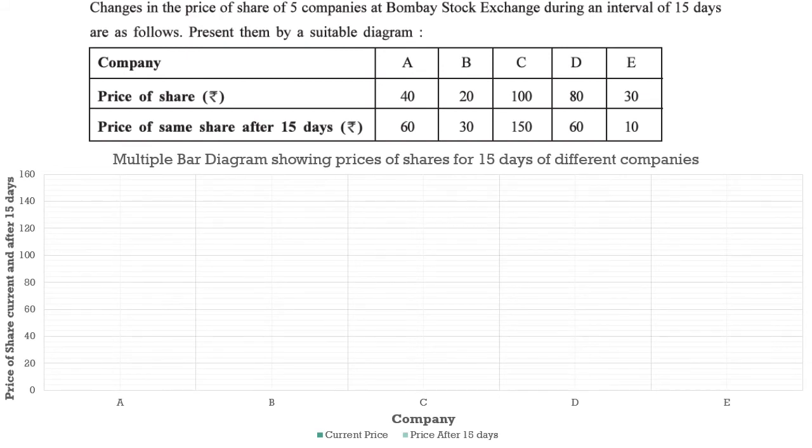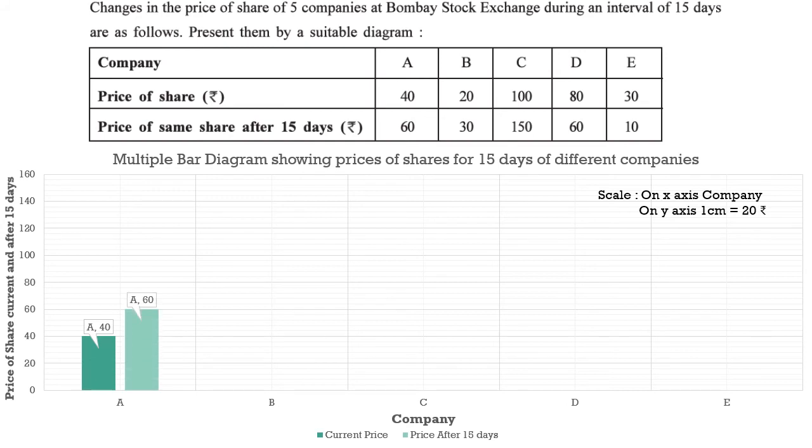So groundwork, x-axis A, B, C, D, E company, on the y-axis price of share current and after 15 days. The title is multiple bar diagram showing prices of share for 15 days of different companies. Now the scale here is on x-axis the companies, and on y-axis 1 centimeter is 20 rupees. So 20, 40, 60 up to 160, because the maximum data here is 150. We will start with the company A, that is 40 and 60. Okay, so 40 and 60.